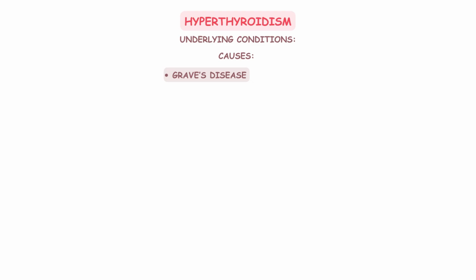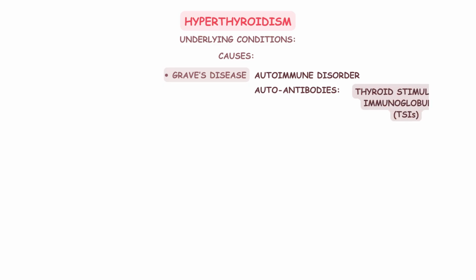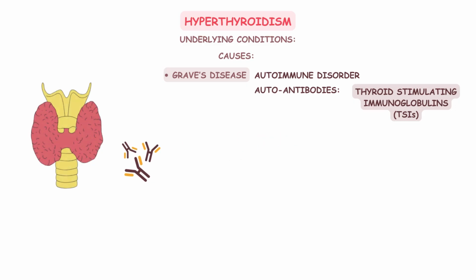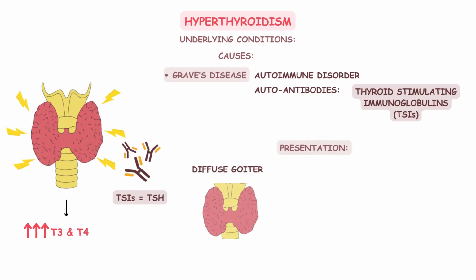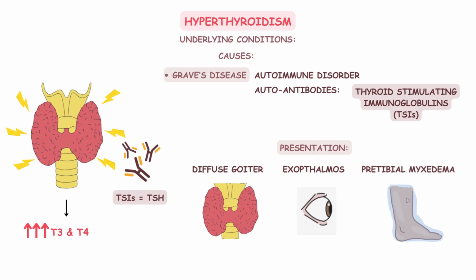Graves' disease is an autoimmune disorder where the body produces antibodies called thyroid-stimulating immunoglobulins. These antibodies mimic TSH, which overstimulates the thyroid gland to produce too much T3 and T4. It often presents with diffuse goiter, exophthalmos or bulging eyes, and sometimes pretibial myxedema.